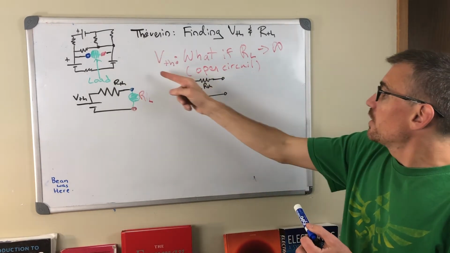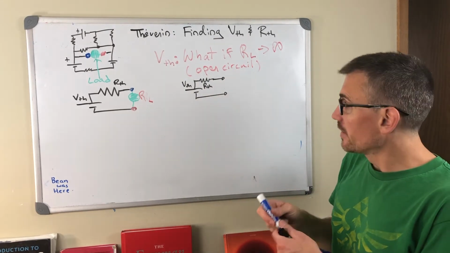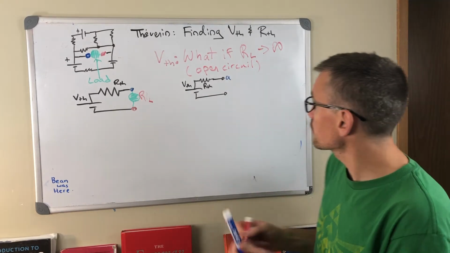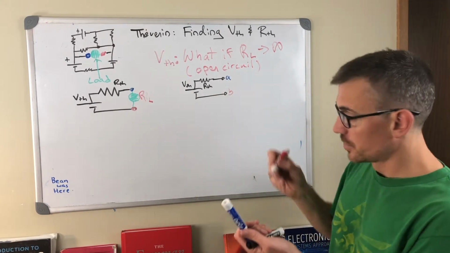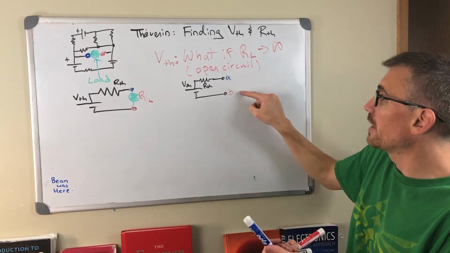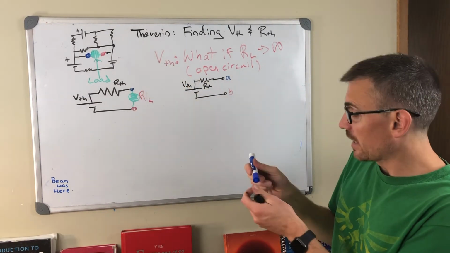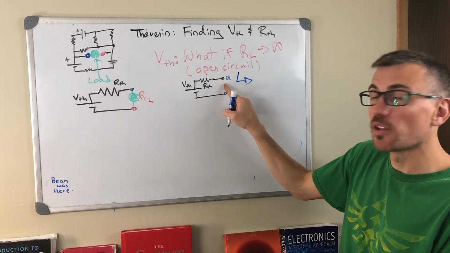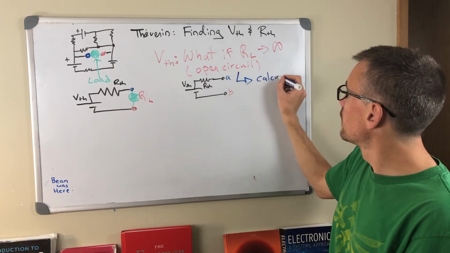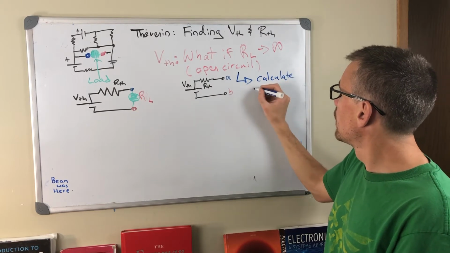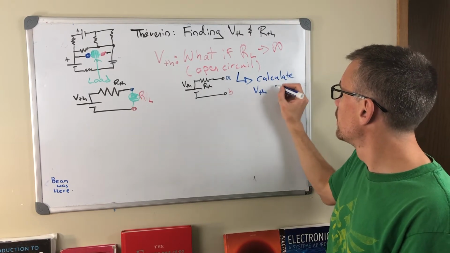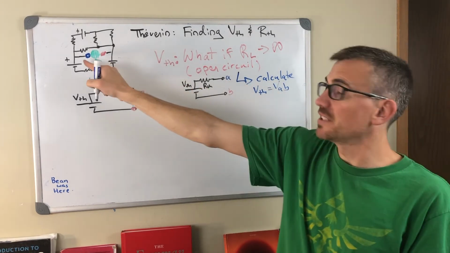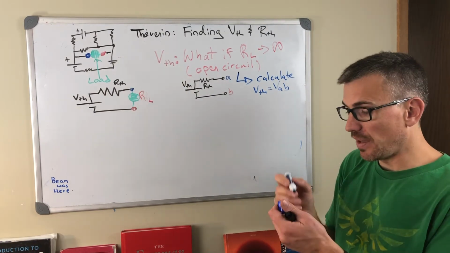So if I open the circuit and calculate the voltage from A to B in this circuit, I get V-Thevenin. Open circuit voltage. I'm going to open the circuit, remove the load, and calculate V-Thevenin, which is equal to VAB, the voltage drop between these 2 points in your actual circuit. That's going to be V-Thevenin.